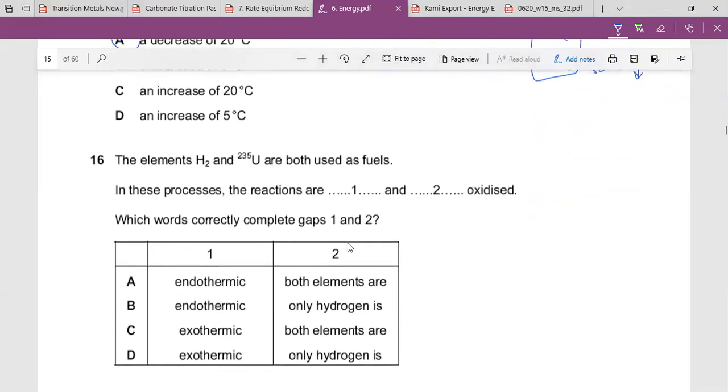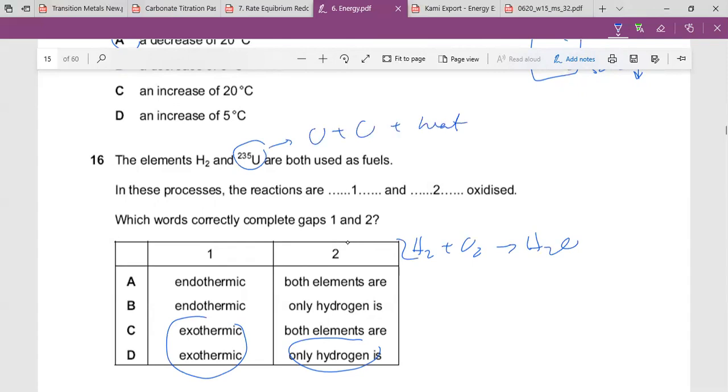H2 and U235 are both used as fuels. In this process, which reactions are oxidation? They are both exothermic. Who is oxidized? Only hydrogen, because oxidized means hydrogen plus O2 becomes H2O. Uranium doesn't. Uranium breaks into elements, plus heat. Very simple. They ask you for uranium.